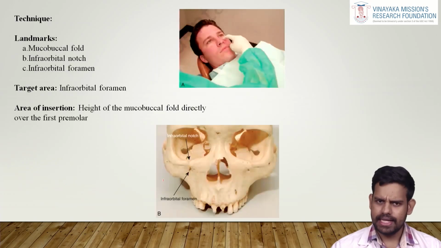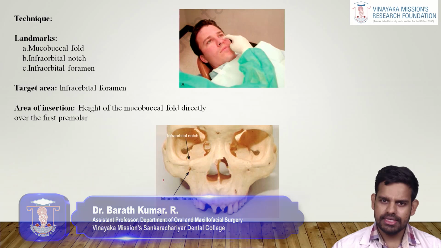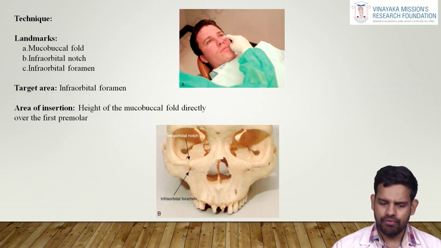The techniques. First, landmarks. Each and every injection technique has landmark, target area, area of insertion and procedure. In this technique, we are going to see the landmarks, which are the mucobuccal fold, the infraorbital notch and the infraorbital foramen. We will keep the patient in a supine position and we will palpate the infraorbital notch, which is at the inferior orbital rim.